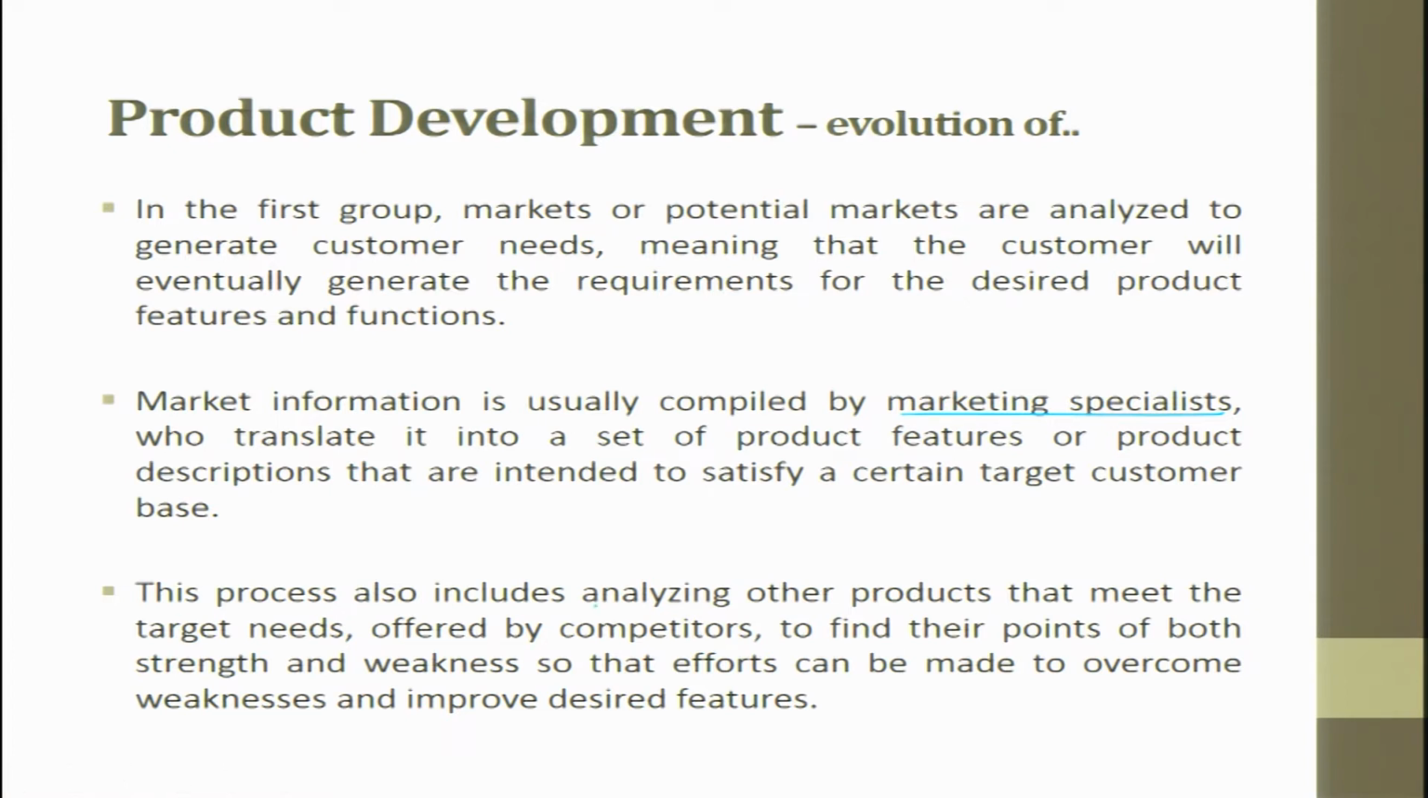This process also includes analyzing other products offered by competitors that meet the target needs, to find their points of both strength and weakness, so that effort can be made to overcome weaknesses and improve the desired feature. So, you decided that you will make a pen. Once you have decided that you will make a pen or pencil, you quickly go to the market and collect all the pens and pencils.